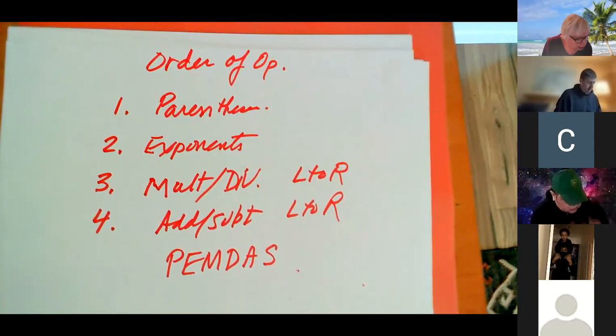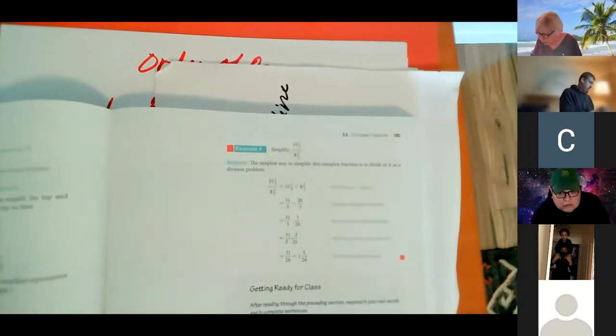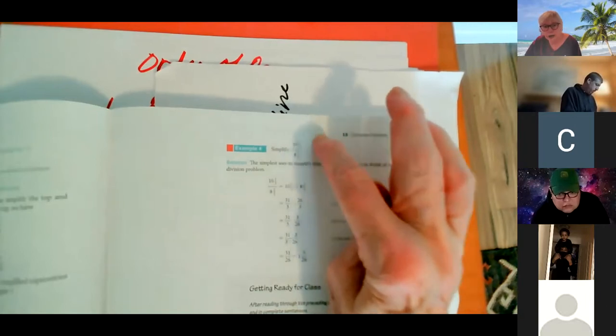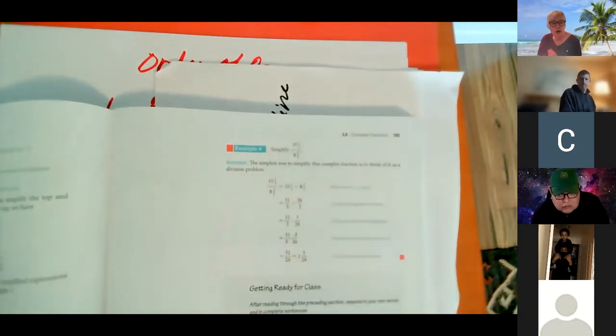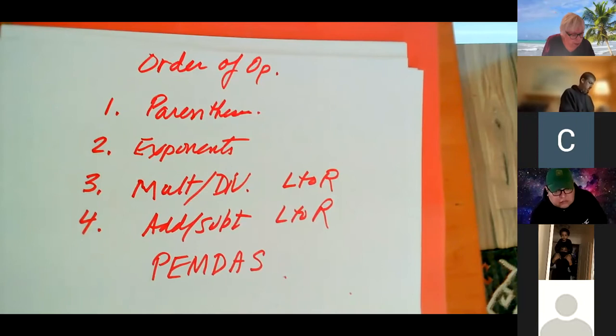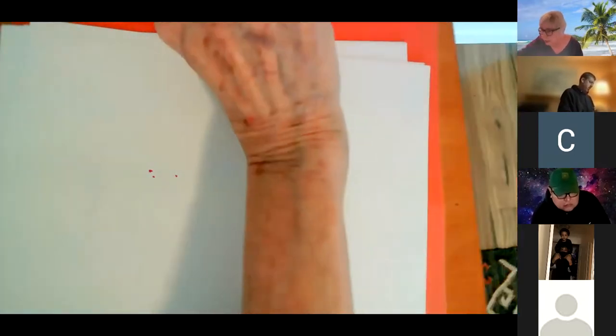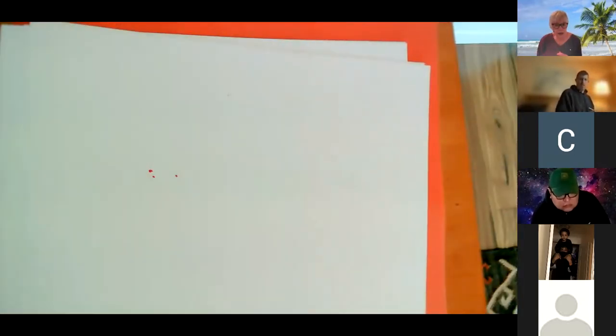So I think 3.5 complex fractions is not included. That's a fraction on top and a crazy fraction on bottom. That is not covered, so we'll just let that go. What I'd like to do is keep this in mind, because this applies to everything.